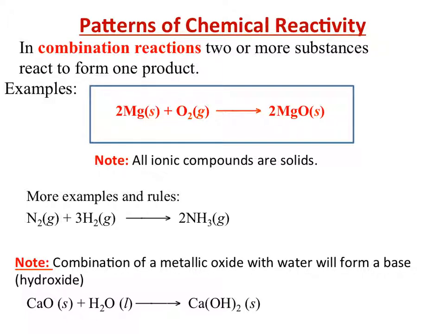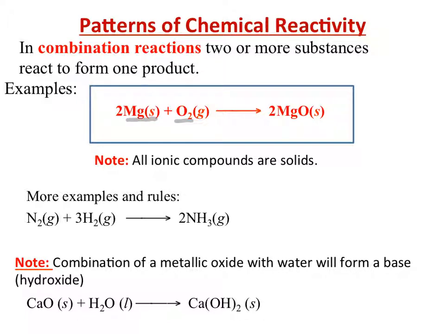In that case, we could look at an example where we have magnesium metal reacting with oxygen gas, and those are going to produce magnesium oxide. So in this part of the chapter, your goal is to be able to predict the products of different reactions. So in this example, maybe magnesium metal is reacting with oxygen gas, and we want to predict the products.